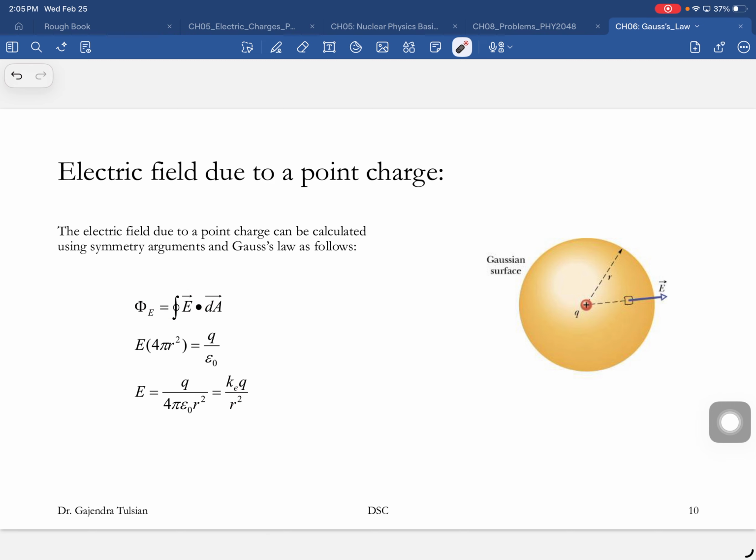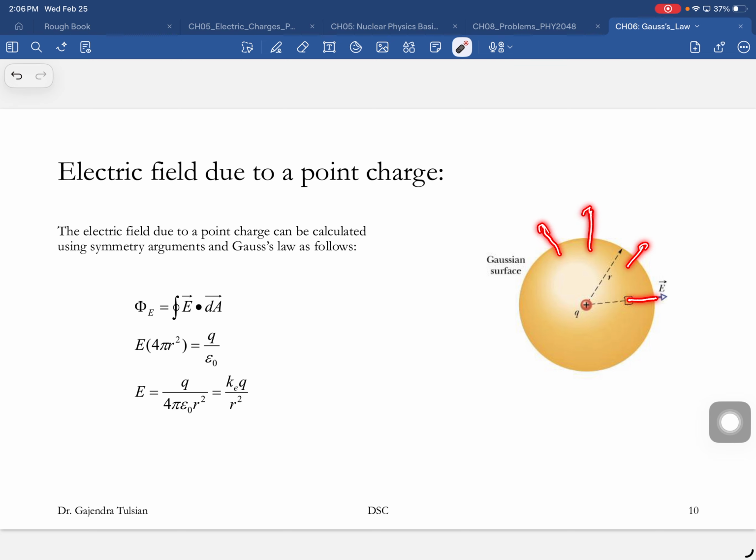Again, the key point was you could do this integral because it is a very symmetric case. If you draw a Gaussian surface centered at that point, you know that the electric field has the same magnitude everywhere, and it's pointed away from the center. And so this integral was just E times 4 pi r squared. So that's the trick that's employed.